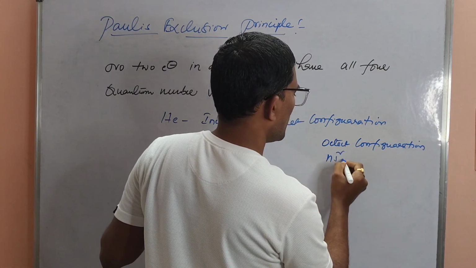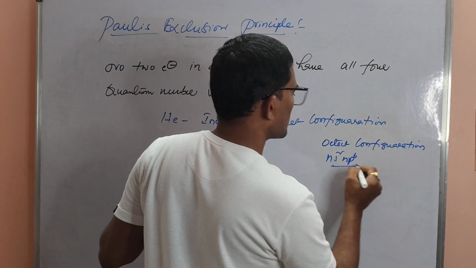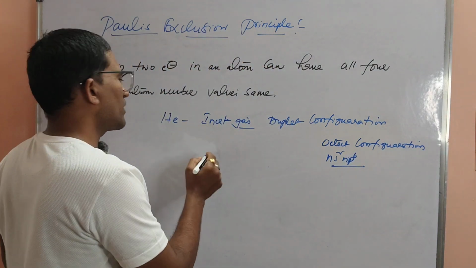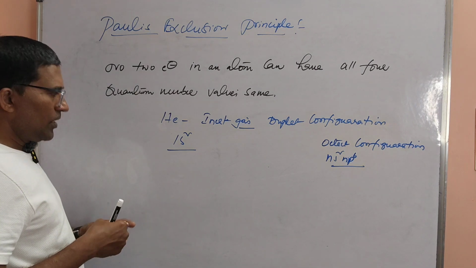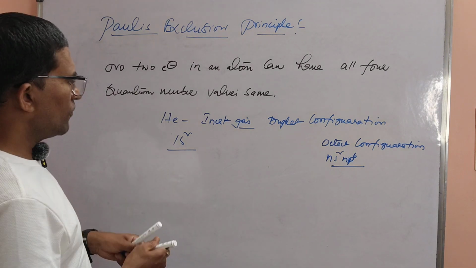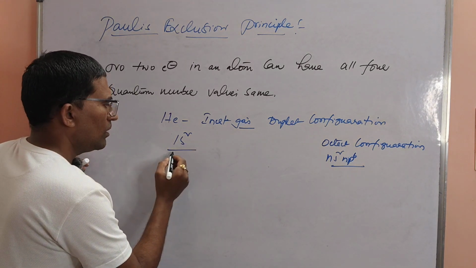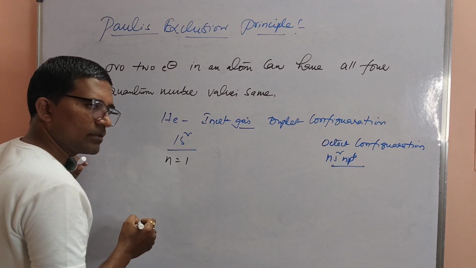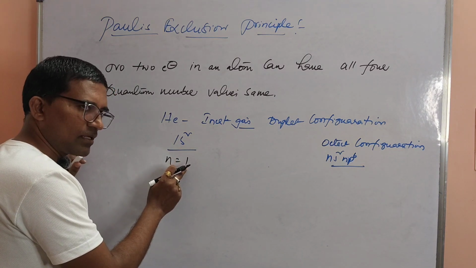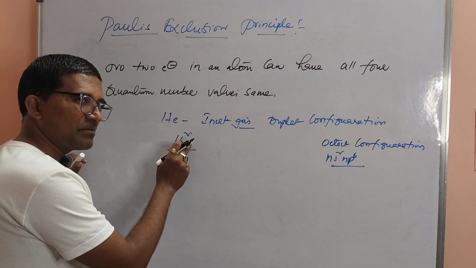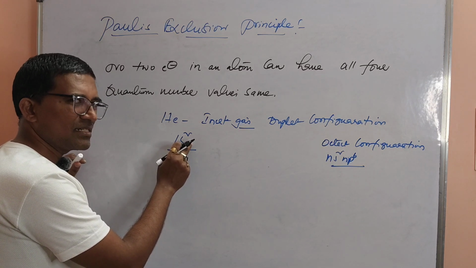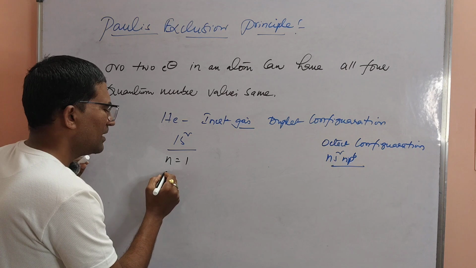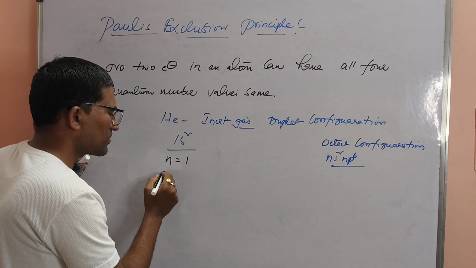That is the outermost shell ns2 np6, whereas only helium has the configuration 1s2, a duplet. Now in helium, if you observe this 1s2, here 1 denotes n equal to 1, the n equal to 1 shell. S is a type of subshell, nothing but an s orbital here.